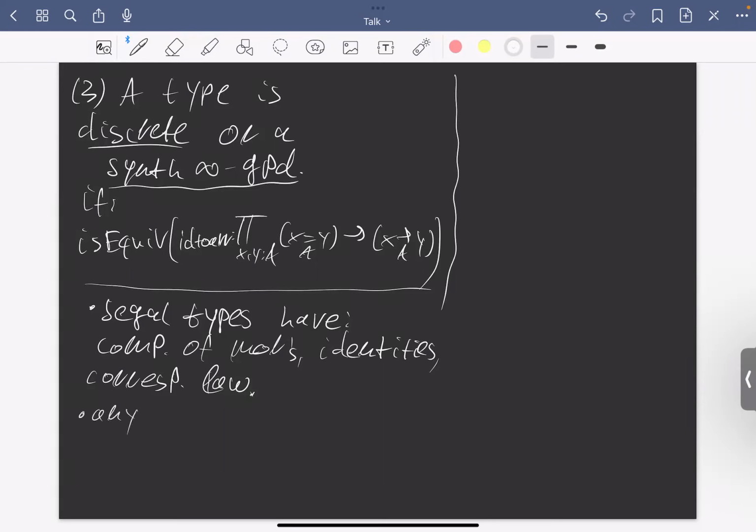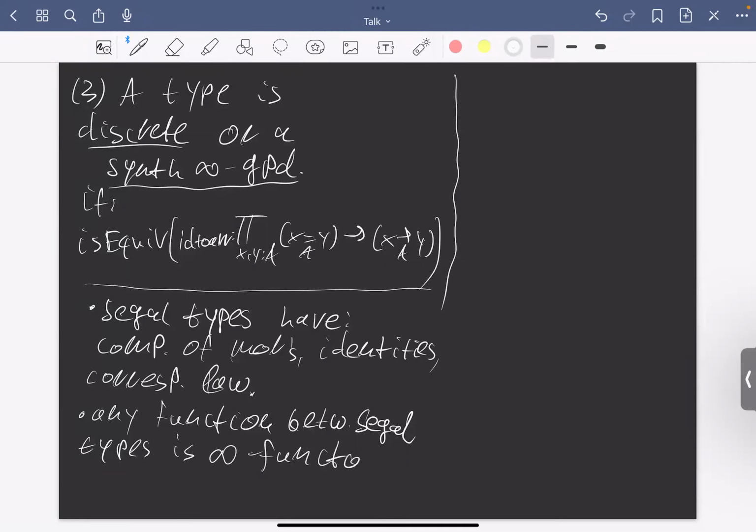Any function between Segal types preserves composition and identity up to paths again, up to propositional equality. So any function between Segal types happens to be an infinity functor automatically, which is nice.